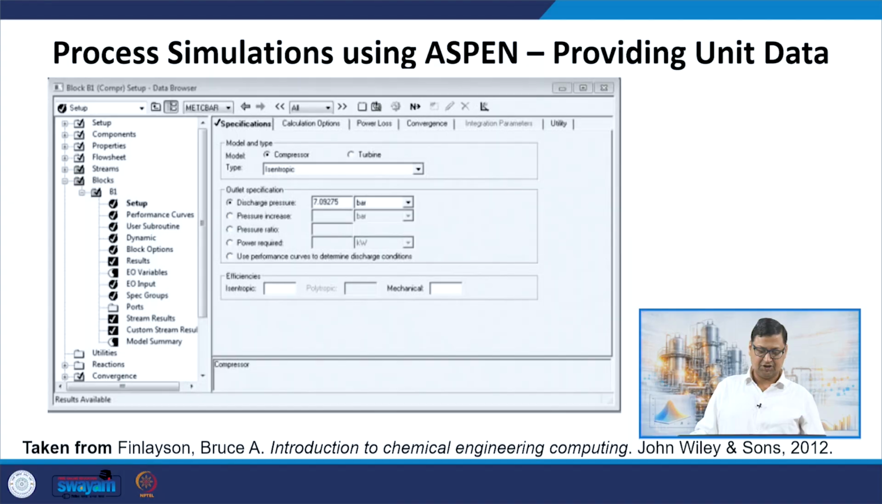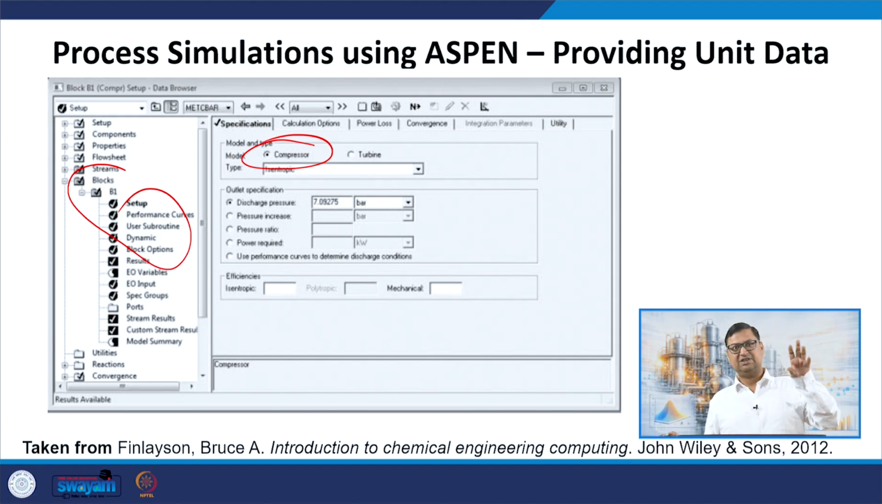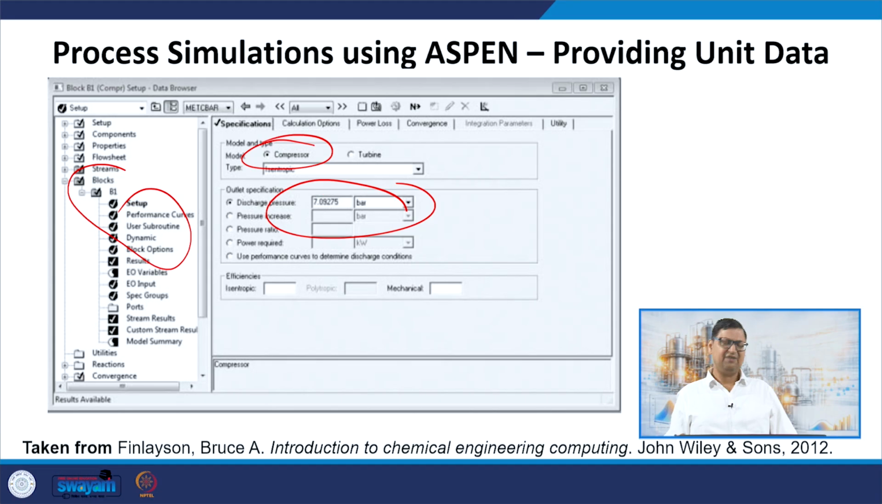Okay, so now similarly one can give the data for the units, and I am showing an example again. Now we are at blocks, and for the blocks we have, in this case, a unit, and for the unit I am choosing it to be a compressor. I can also choose a turbine for the same symbol maybe, and then they have a discharge pressure. Depending on the different equipment, you will have different conditions that you can specify for that particular unit.